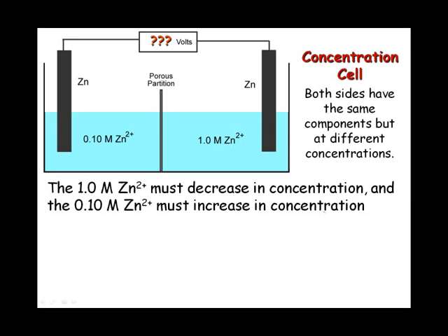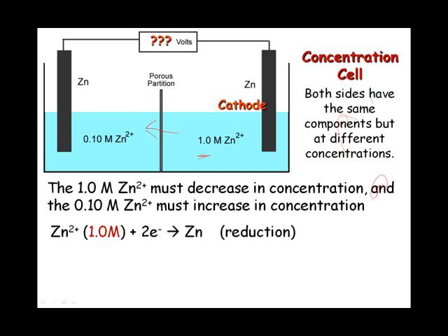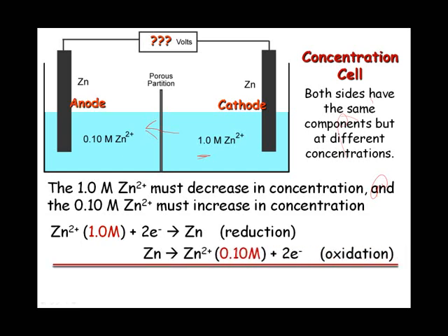So if I have a higher concentration of zinc ions, let me see, is my pen working? Oops, over here, it is going to naturally move that way. So the Zn2 plus must be increasing in concentration. So the 1 molar is undergoing reduction, right? And the 0.1 molar is undergoing oxidation.